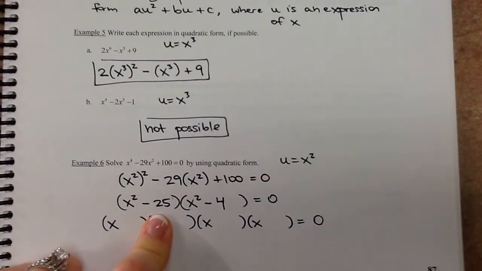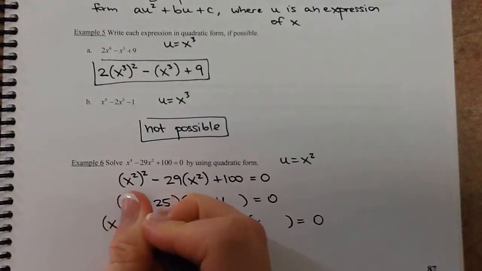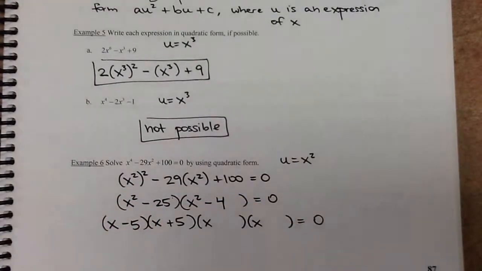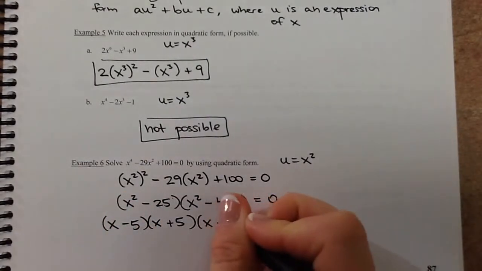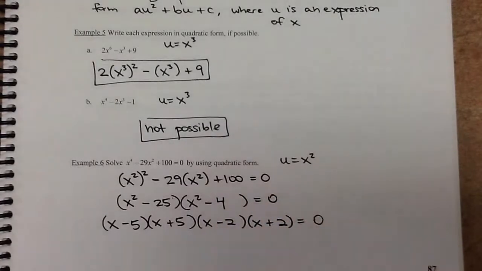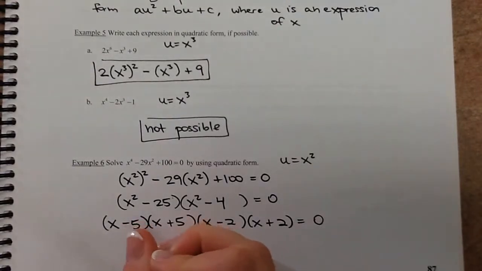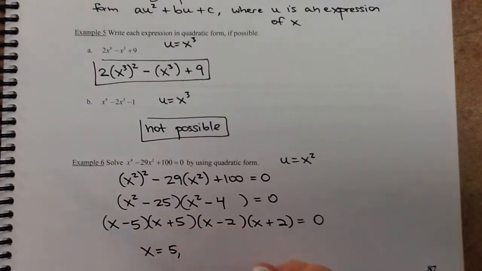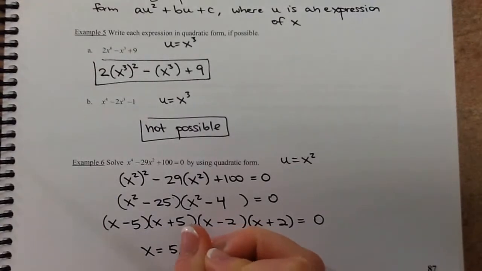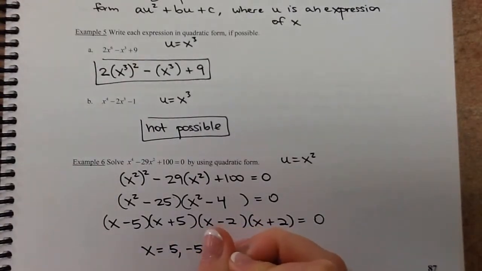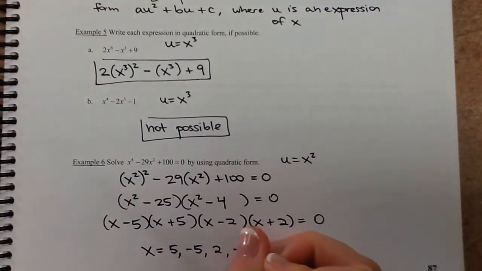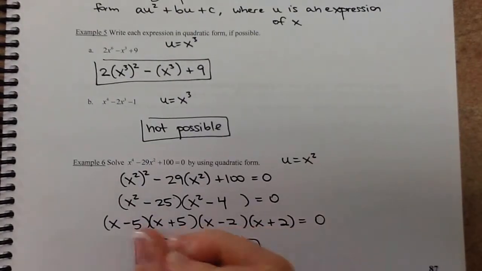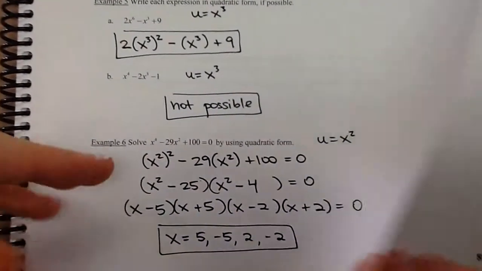Okay, here, to get negative 25, I have negative 5 and positive 5. That's the difference of squares pattern. Same thing here, negative 2 and positive 2. Okay, so now I'm going to get 4 answers. If I set each one of these equal to 0, if I set x minus 5 equal to 0, I get 5. If I set this equal to 0, I get negative 5. This gives me 2, and this gives me negative 2. So I've got 4 answers here. I think that's it. Yep.